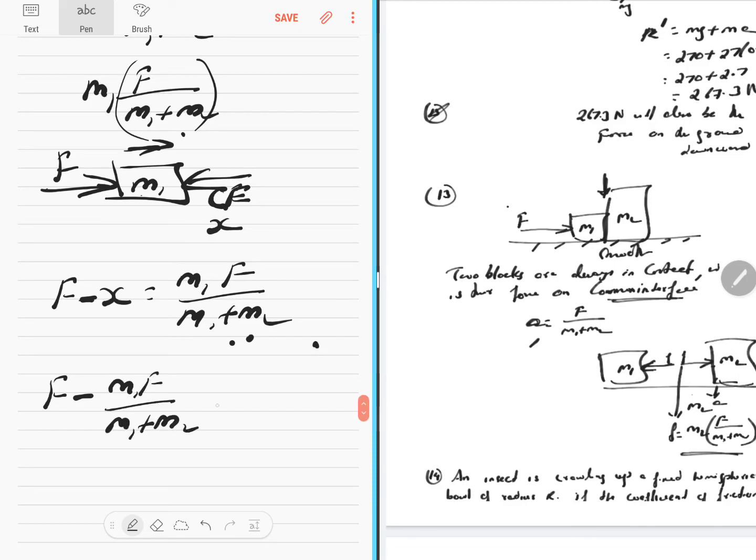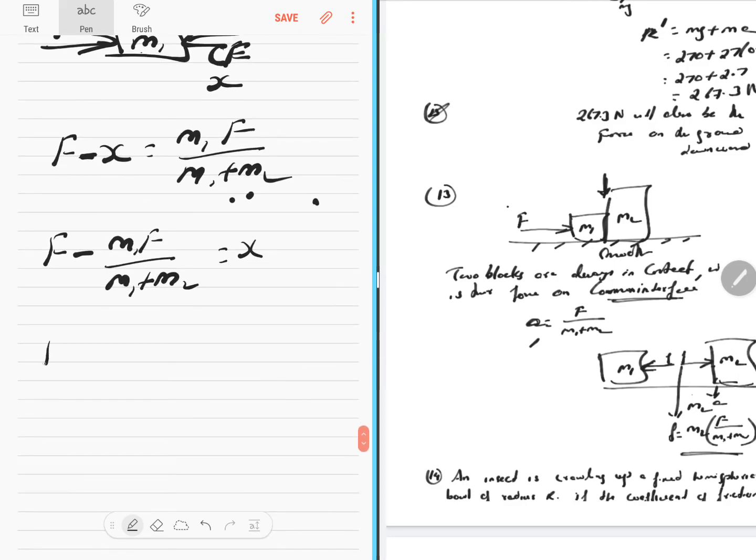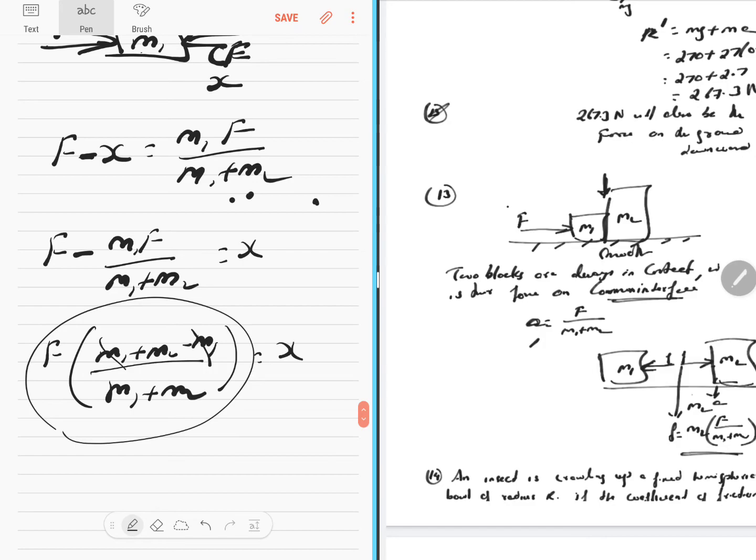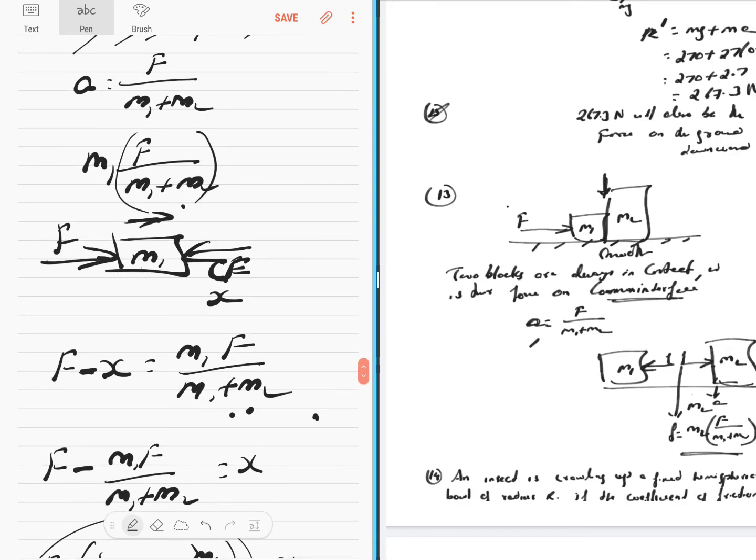I am just trying this in front of you. I may go wrong in the sum. So when I take F here, m1 plus m2, it will be m1 plus m2 minus m1. So m1 gets cancelled, it will be X, and this contact force itself is F into m2 by m1 plus m2. You understand how I did that?